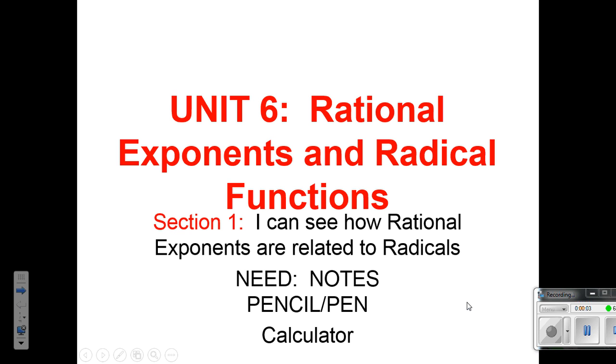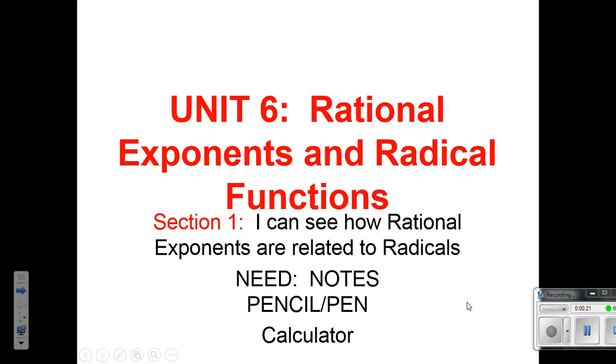Hello folks, and welcome to Unit 6, Rational Exponents and Radical Functions. So today we are going to spend a little time to see how rational exponents are related to radicals. You'll need your notes, a pen or a pencil, and a calculator.